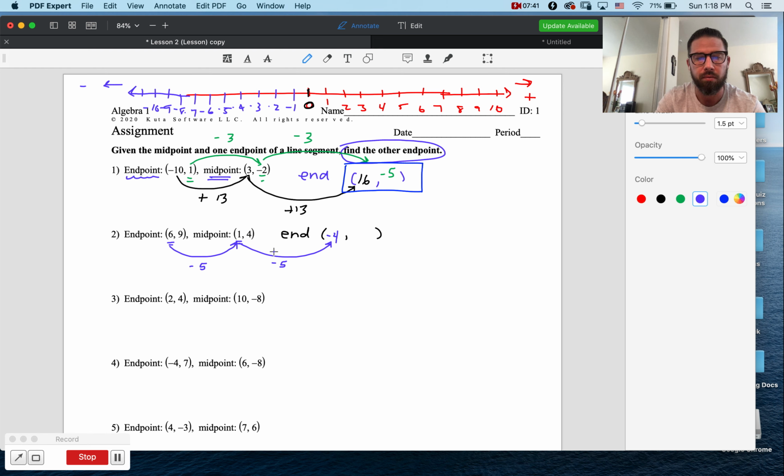Okay, for the second one, look, we have to go from 9 to 4, right? From 9 to 4. So 9 over to 4. 1, 2, 3, 4, 5. 5 to the left means minus 5. So guess what we have to do again? We have to go minus 5 again. So 4 minus 5 gives us negative 1. And there's our answer. Okay? Does that make sense?